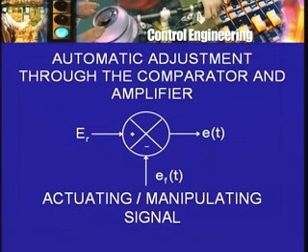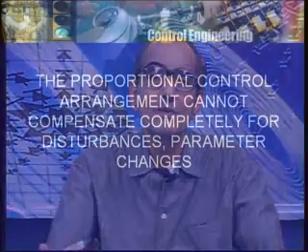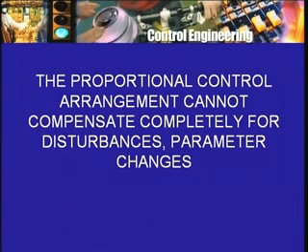So, one talks about it as the actuating signal or the manipulating signal. Now, the arrangement that we have, although it has feedback, we will see that it cannot take care of the two reasons for which feedback was introduced, namely disturbance and change in parameter value.